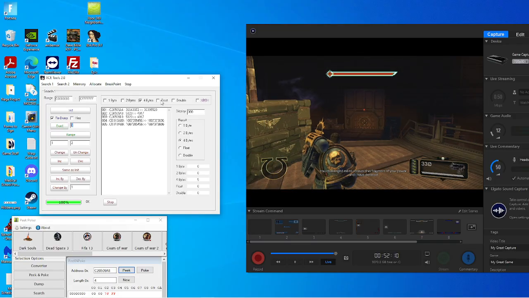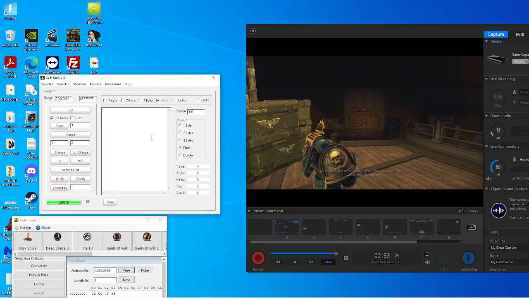So I already know ahead of time this is float. Why do I know this is float? Because I tried 1 byte and 2 byte searches. Those failed. And then I did an unknown value search and suddenly found out it was a float. That is usually how you figure out that you're dealing with a float, is you find it by unknown value generally. But if you know ahead of time it's a float, you can do this.